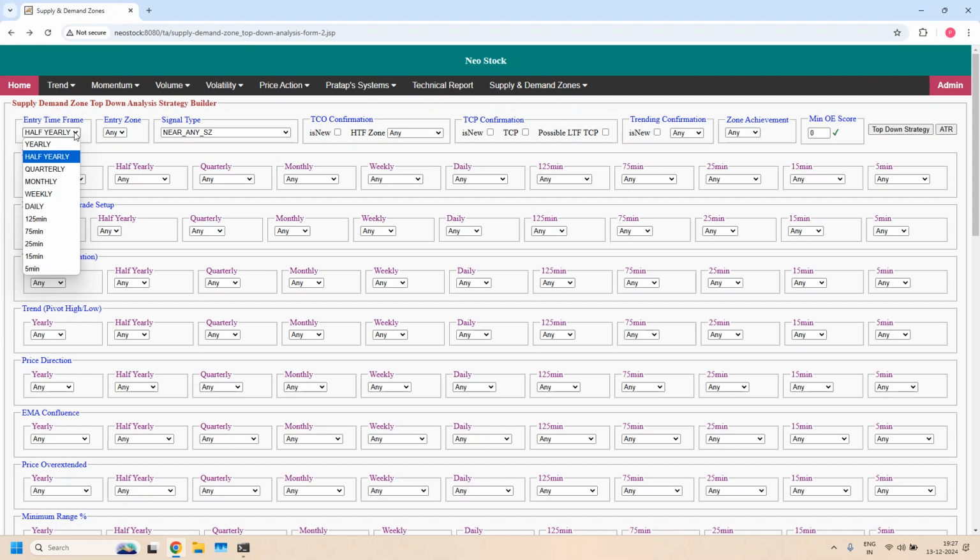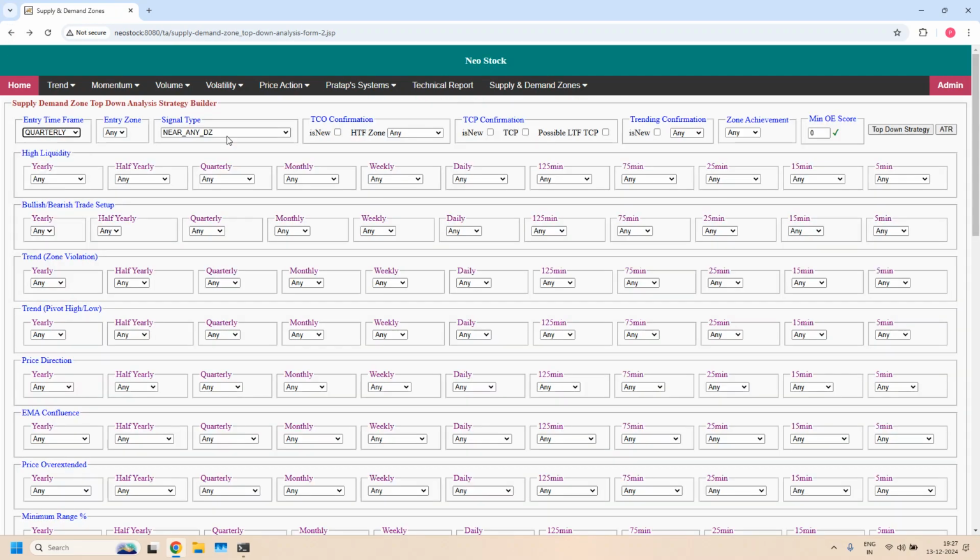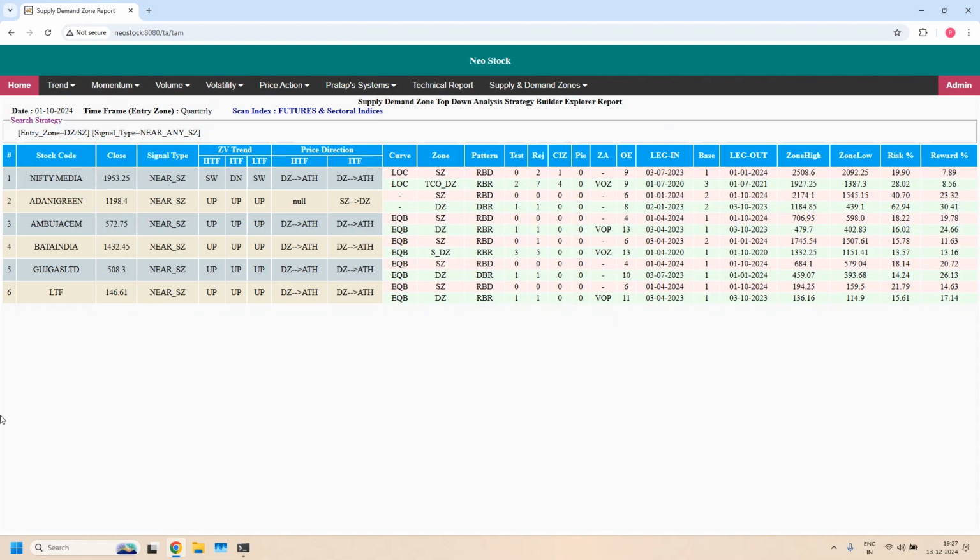Okay, next time frame is quarterly. Stocks near quarterly demand zone, no stocks are available. Quarterly time frame, stocks near quarterly supply zone, 6 stocks are filtered.